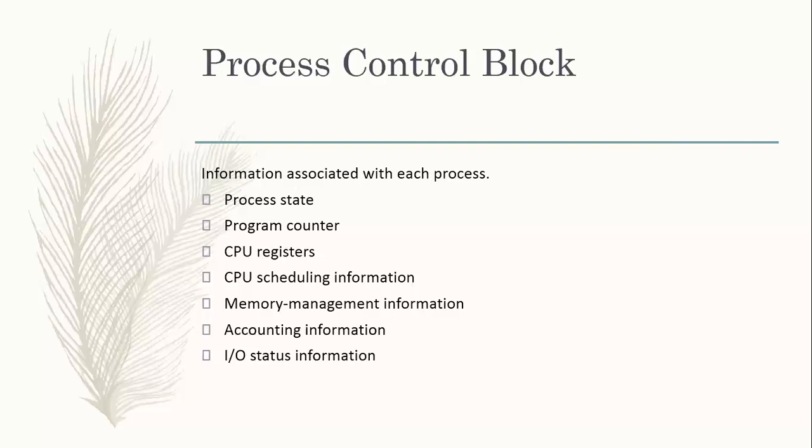Then accounting information. Now, what is accounting? Accounting means that if there is one process, how much time that process has executed in the CPU, and how much time that process has spent in input output operations. All those statistics help the operating system to improve itself, and these things are utilized by researchers and scientists to design new operating systems.